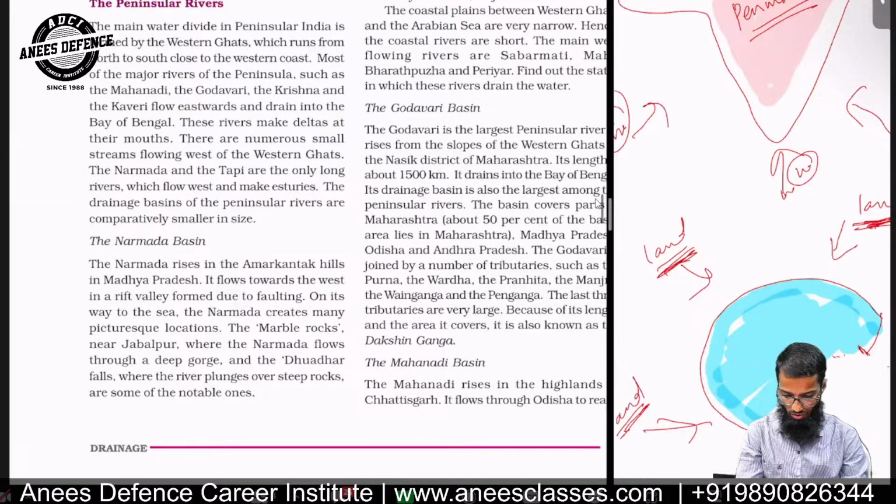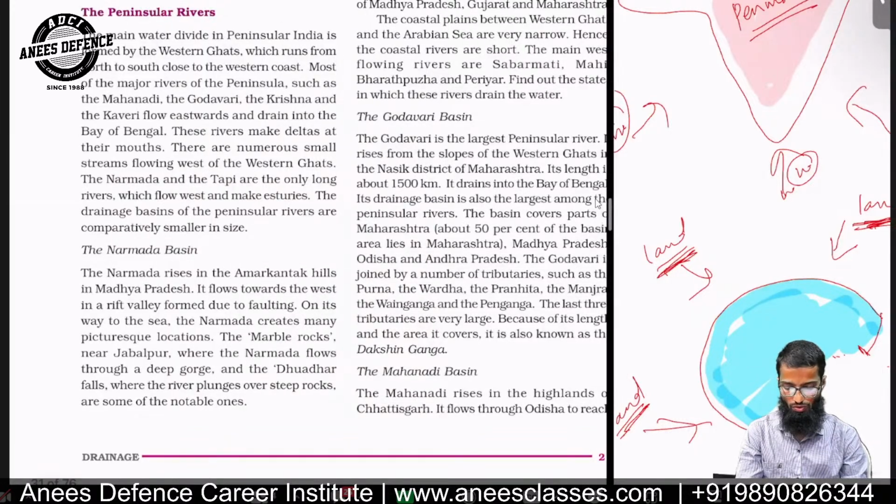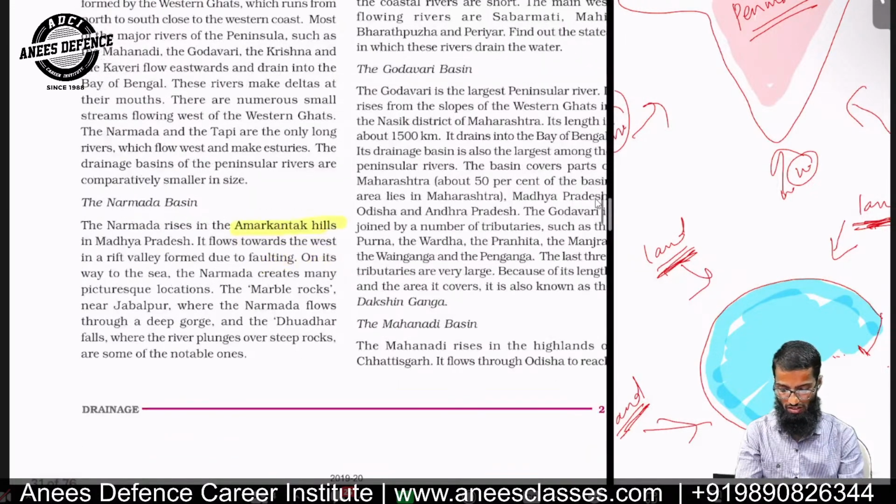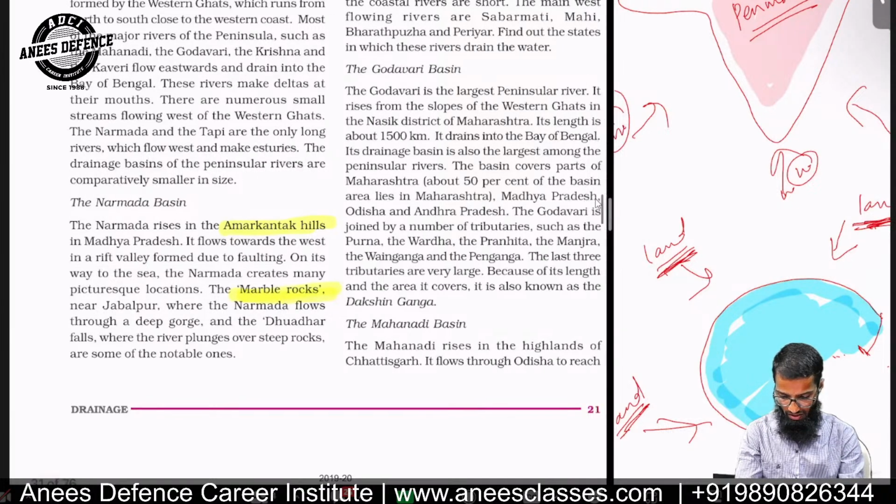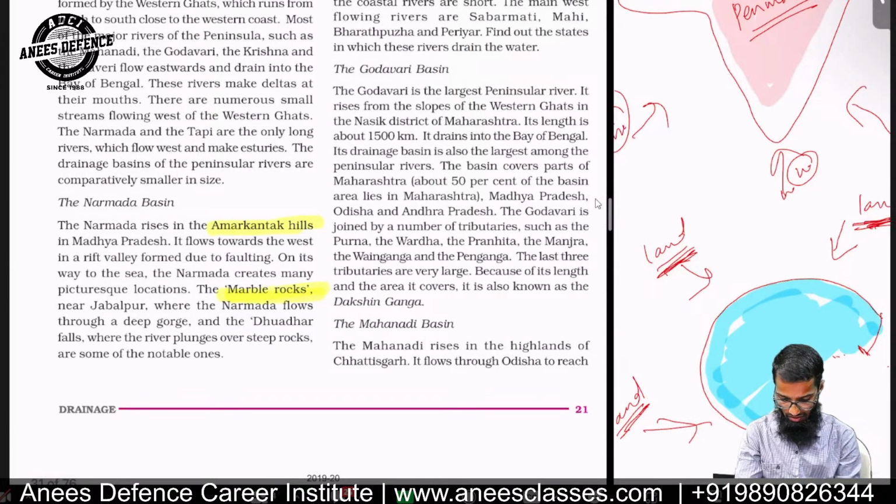Let us start discussing the Narmada. So you know about Narmada, right? Narmada rises in the Amarkantak Hills in Madhya Pradesh. It flows toward the west in the Rift Valley. Okay, and it creates various picturesque locations which you can visit. The marble rocks near Jabalpur, where Narmada flows through a deep gorge.